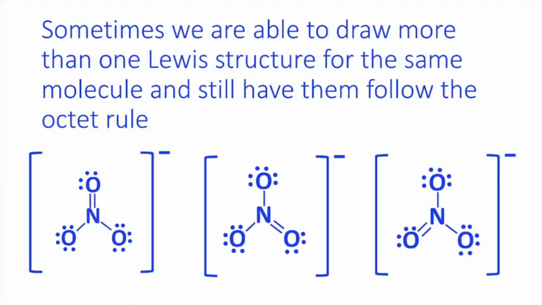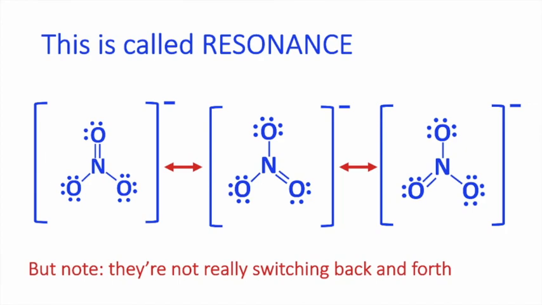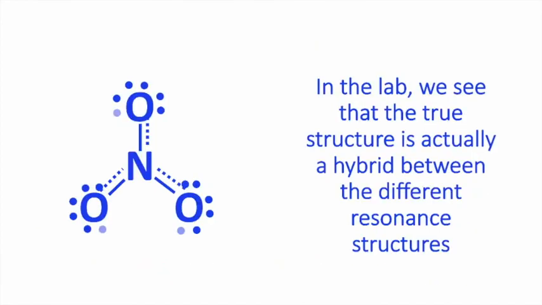So let's summarize. Sometimes we're able to draw more than one Lewis structure for the same molecule and still have them follow the octet rule. This is called resonance, and we use these arrows to indicate that a particular structure is in resonance. But remember, these structures are not really switching back and forth. In the lab, we see that the true structure is actually a hybrid between the different resonance structures.